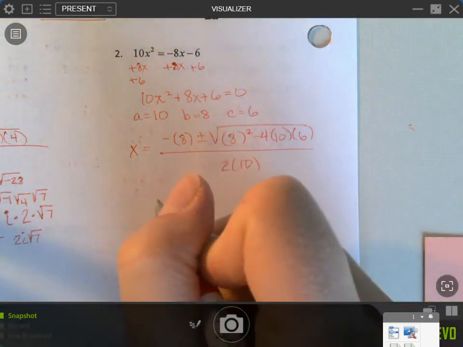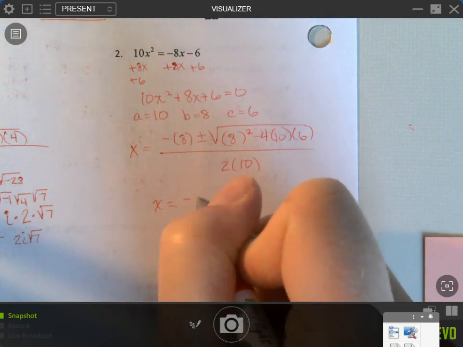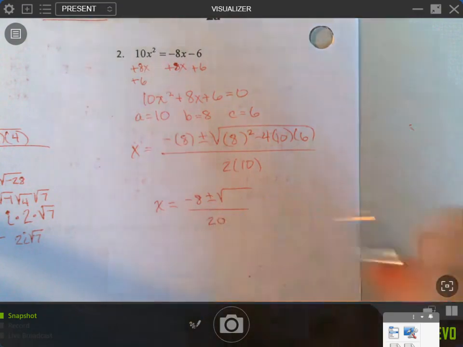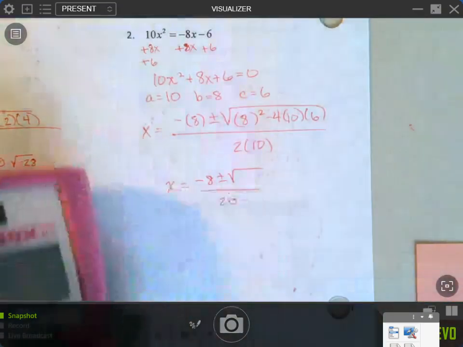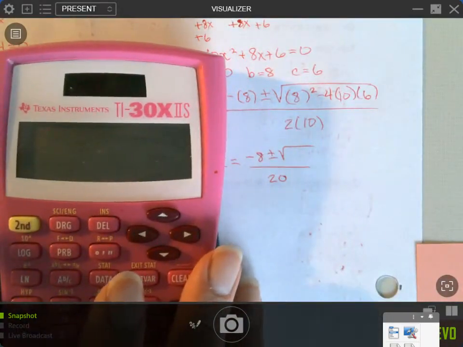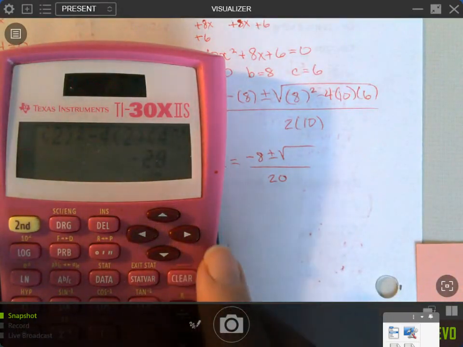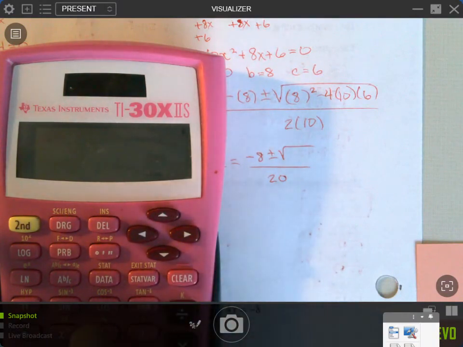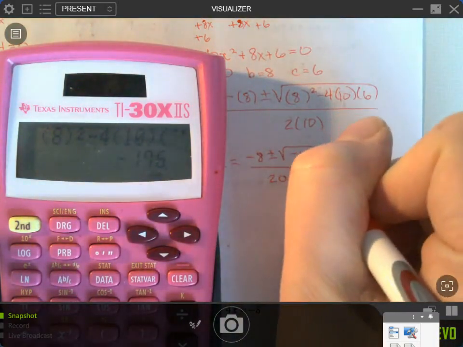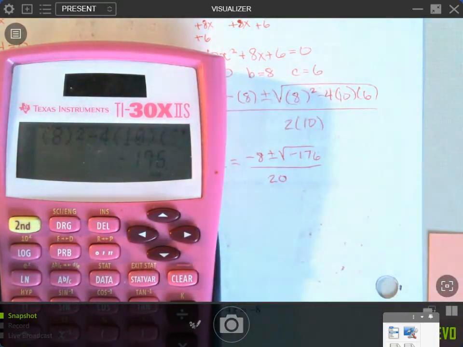So now we've got all the parts. Let's find those three chunks. We've got a -8 plus or minus something all over 20. Okay, I like to do that. Now I'm going to come back. I'm going to find the number underneath the square root sign. And we're going to talk about that, but that is actually called the discriminant. Just that number underneath the square root sign. So I'm still using parentheses as a good habit because of negative signs. And if I'm using parentheses here, I don't need a times symbol. I got -176. Anybody agree with me?